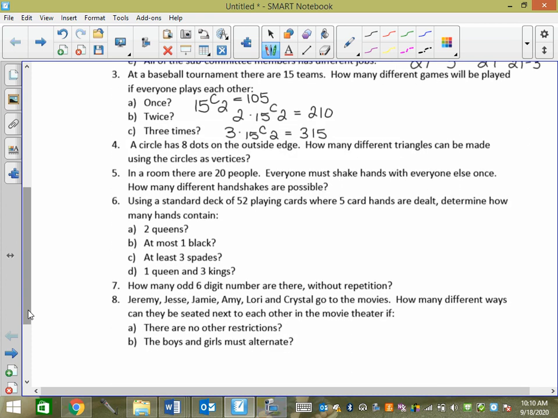A circle has 8 dots on the outside edge. How many different triangles can be made using the dots as vertices? So, we have how many dots to choose from? 8. We're going to choose how many at a time? 3 because it's a triangle. Does the order matter in which I pick those dots? Does it make a different triangle? Nope. So I'm going to use what?